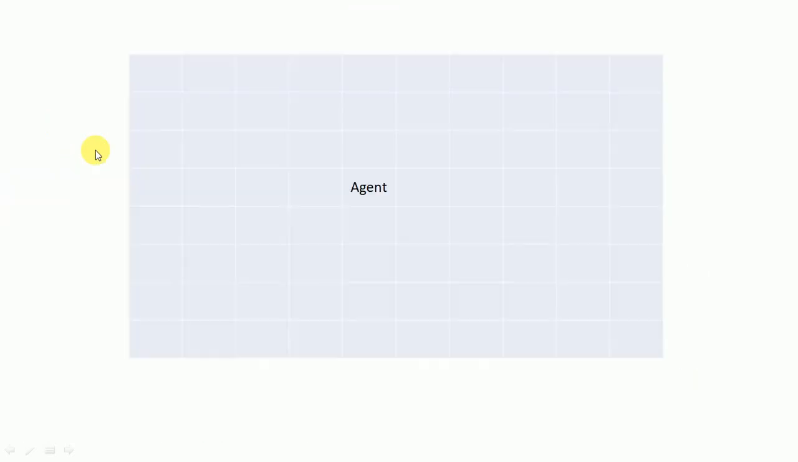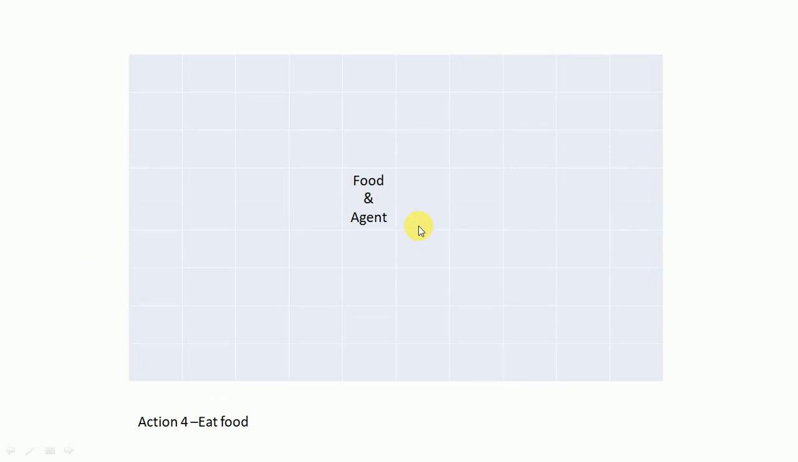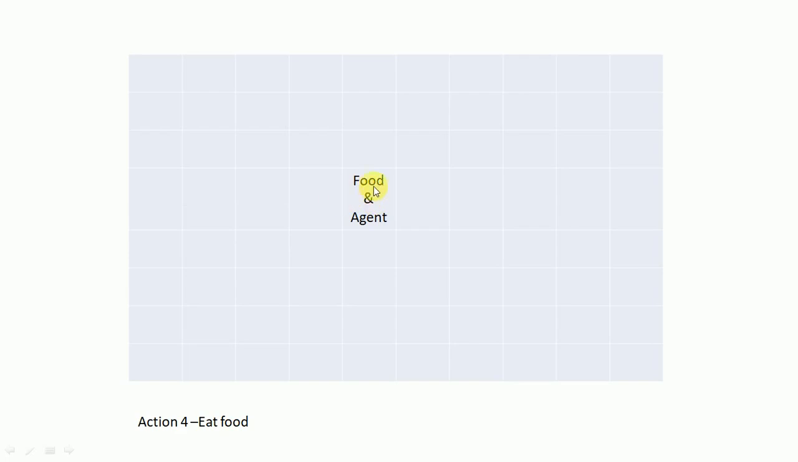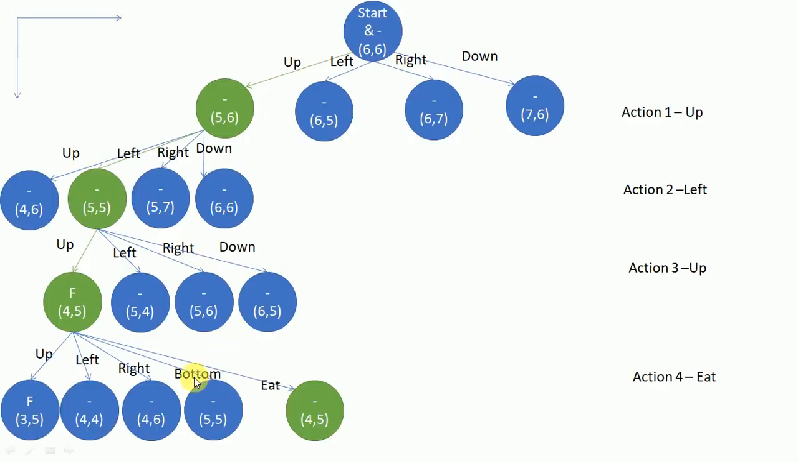So this corresponds to the set of actions that can be performed when the agent is in state S. So if the agent is in this state, he can go right, he can go left, he can go up, he can go down, but he cannot eat food. Okay. If the agent is in this state, he can do all the 5 actions, which is also represented in the state space graph. So if the agent is at 4,5, he can go up, he can go left, he can go right, he can go down, and he can also eat the food.